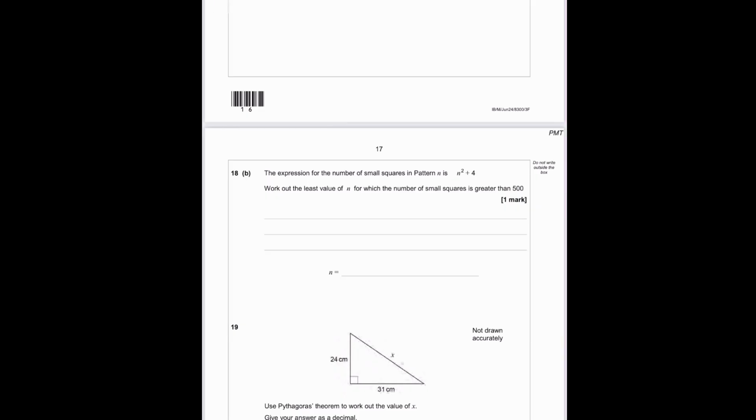18b. The expression for the number of small squares in pattern n is n squared add 4. Work out the least value for n for which the number of small squares is greater than 500. So we want n squared add 4 to be greater than 500. If we subtract 4 from both sides, we get n squared is greater than 496. And if we square root both sides, the square root of 496 is 22.3. So the smallest integer after 22.3, n is going to equal 23.